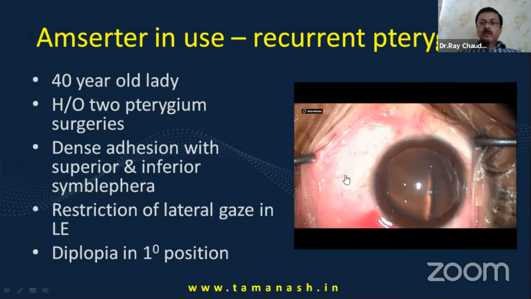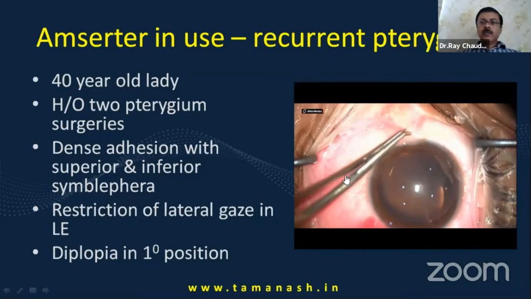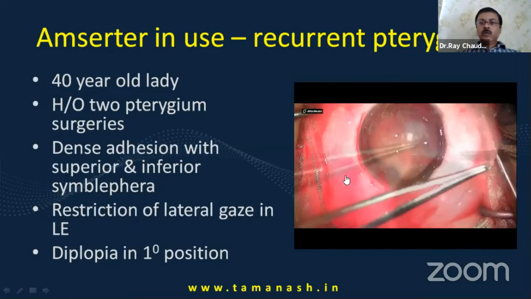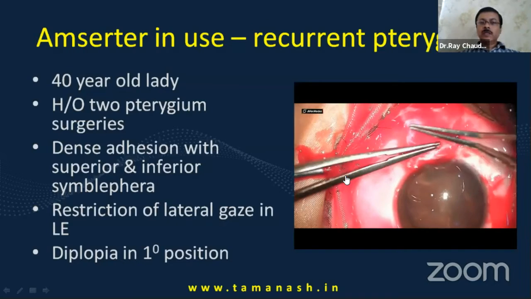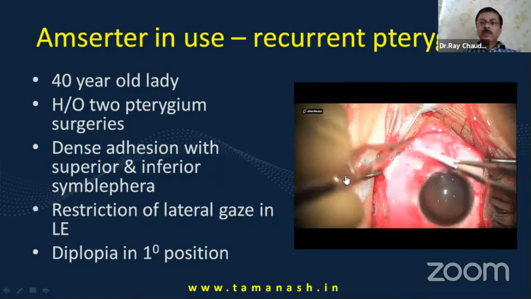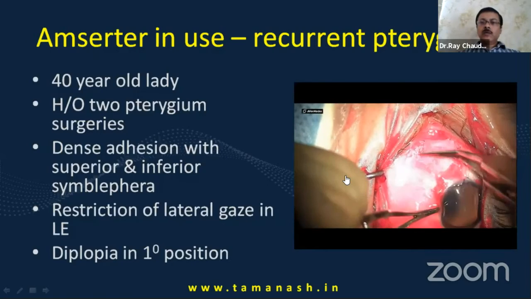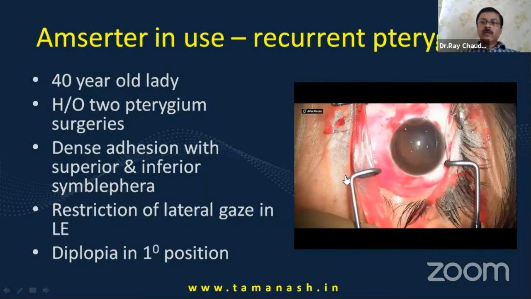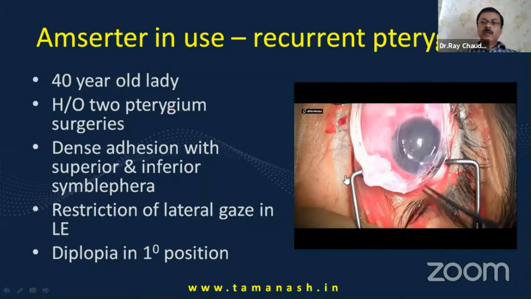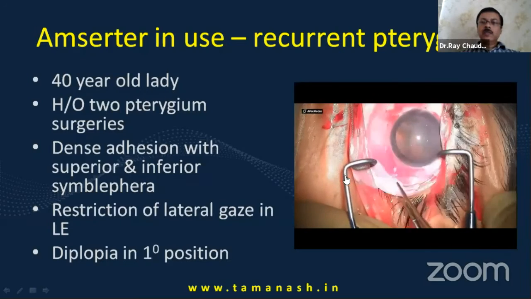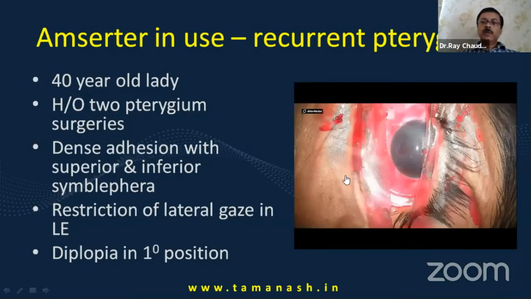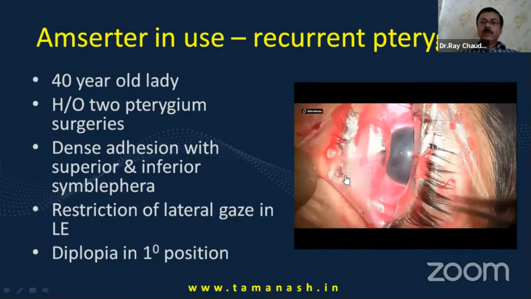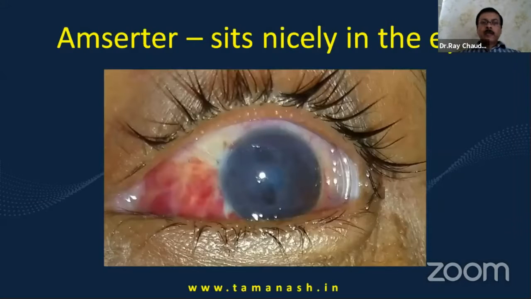So this is a case of recurrent pterygium, had 2 recurrences, and there was a dense adhesion near the medial canthus with both lids, dense symblepharon, so much so that the patient had diplopia in primary position. Now, after doing a normal conjunctival autograft and releasing the symblepharon, we did not go for any cover of the raw lid surface. Instead, we put in the amniotic membrane inserter. So this can be easily placed with the forceps, and it covers the lid very snugly and prevents symblepharon. So these are the results.